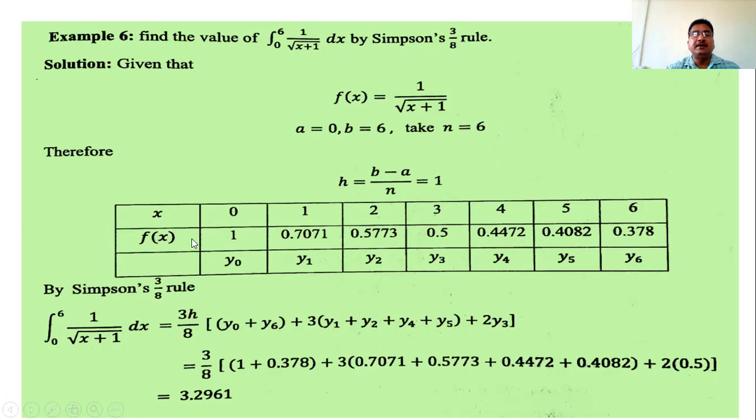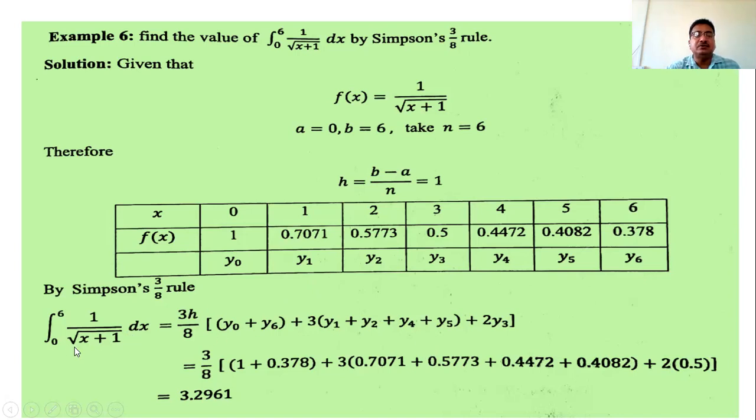And how can we find f(x) or y? Substitute x equal to 0 in this formula, we get the value of f(x). Substitute x equal to 1, we get the value of f(x). In this way, we get the values of f(x) or y, and name all these values y0, y1, y2, y3, y4, y5, y6. Then write Simpson's 3/8 rule.